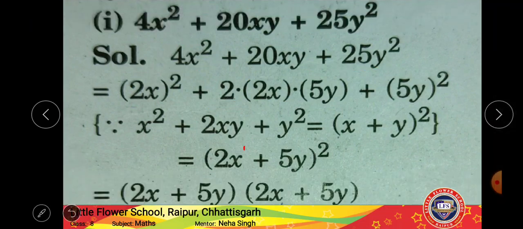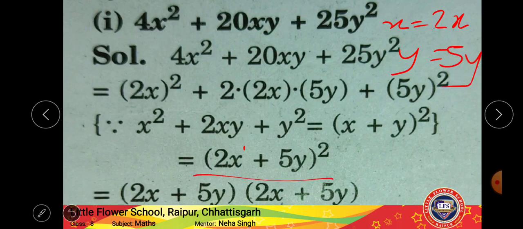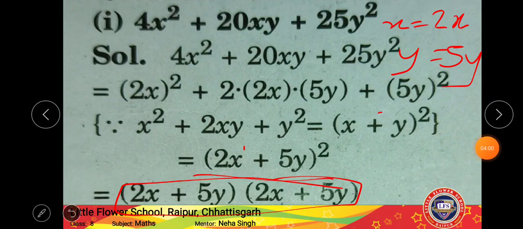Now again you will write it here, value of a or value of x is 2x and value of b or value of y is 5y. So how can I write it as a plus b whole square, which is 2x plus 5y whole square, right? 2x plus 5y whole square, and I can write it as 2x plus 5y into 2x plus 5y also, right? So this is the correct solution of this. Now moving on to the next question.